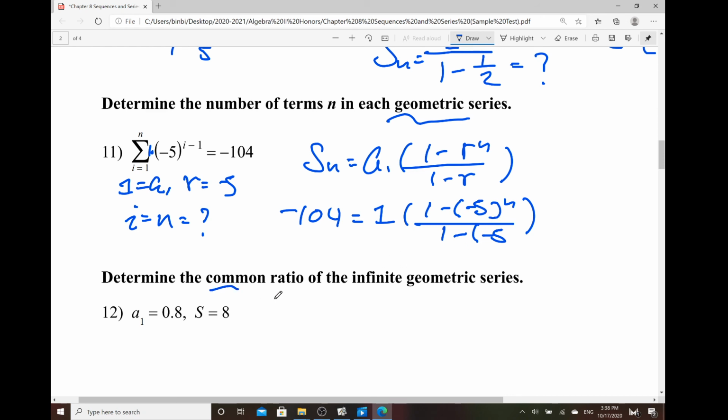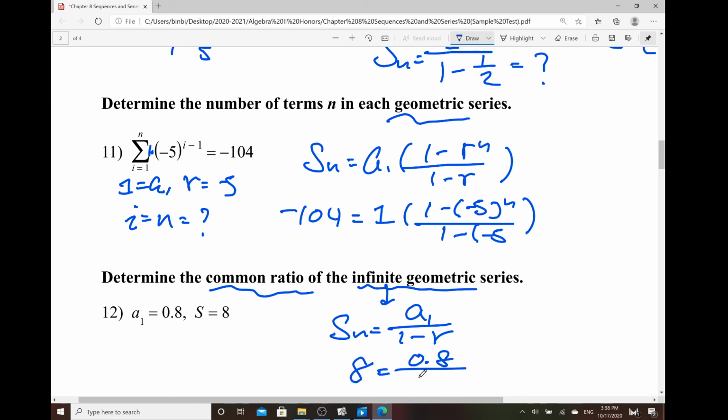And then this one, find a common ratio. We do know that's an infinite geometric series. Again, if that's infinite, we're using the easy form of the summation formula, a sub 1 divided by 1 minus r. So the sum 8 equals 0.8 divided by 1 minus r. And then from here, you want to solve for r.